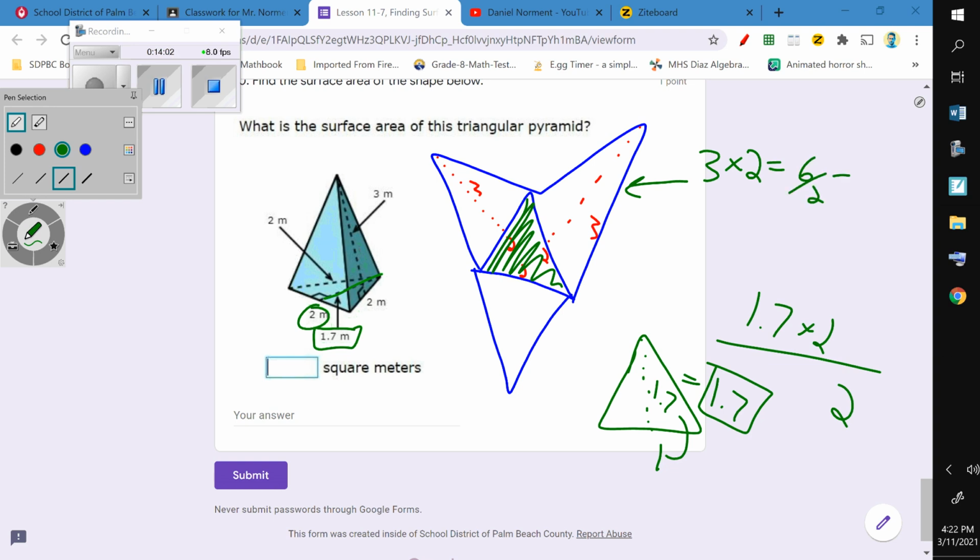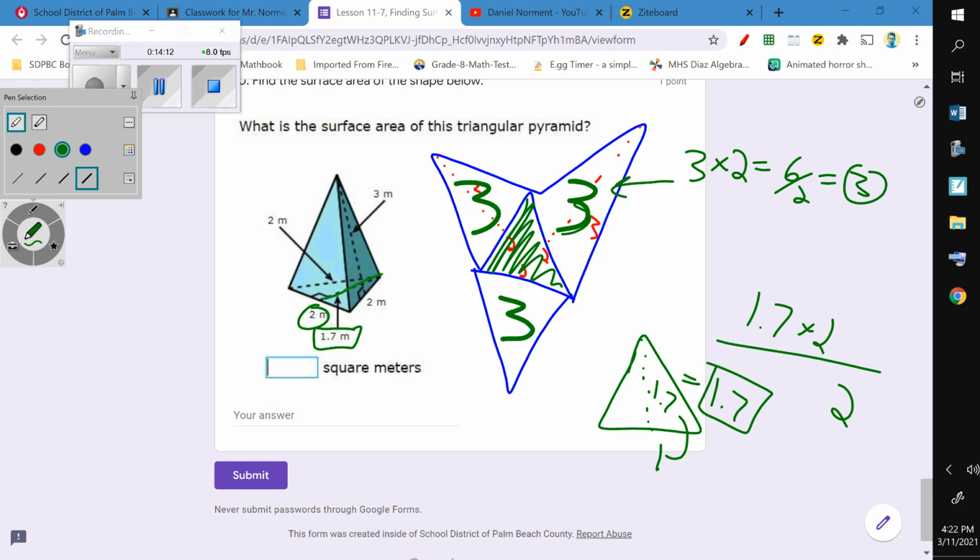The area of this, divided by 2. So the area of this triangle and this triangle and this triangle, they're all 3. So you can take 3 plus 3 plus 3 plus that number, and you add them together and you get your answer. And I'm done.